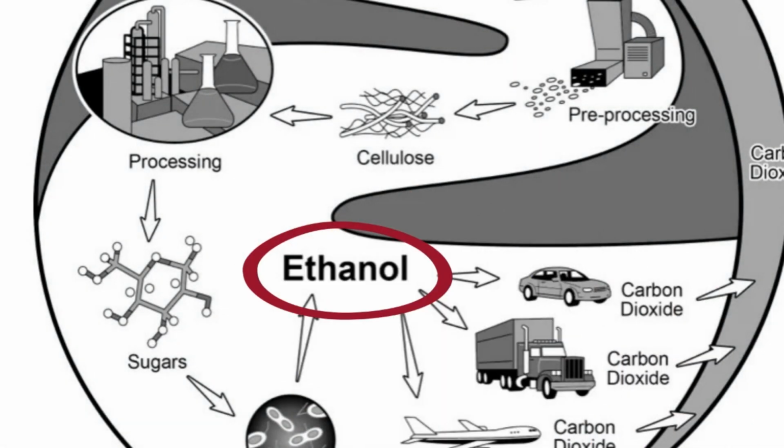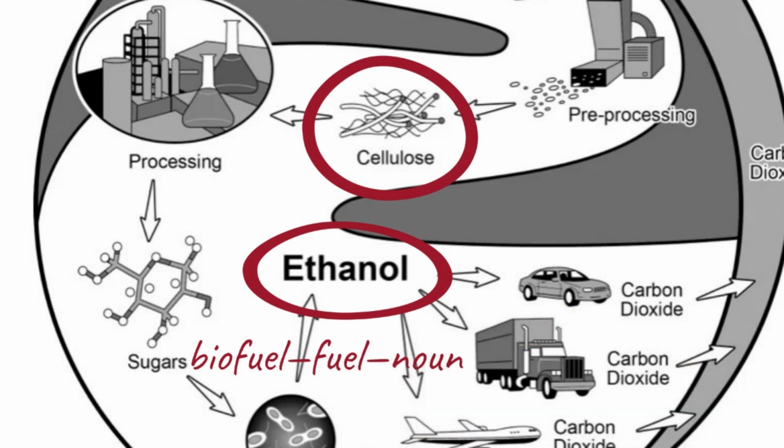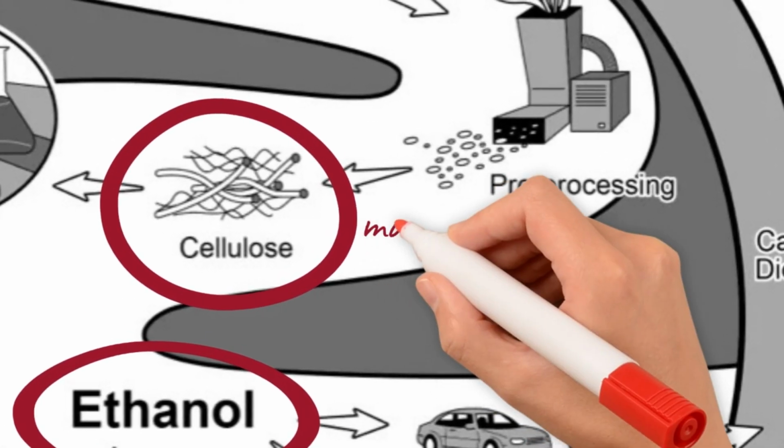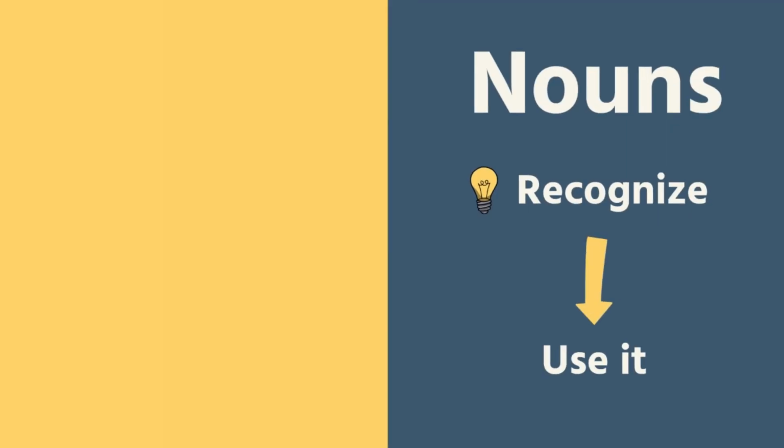For example, you don't know the words ethanol and cellulose. From the context, we know ethanol is a biofuel. A fuel is definitely a noun. And cellulose, the picture shows no machine, no action. It's similar to sugar. It's like some kind of materials or substances. So I will guess it's a noun. I can directly use it in the essay.